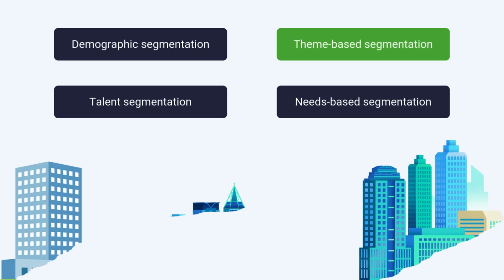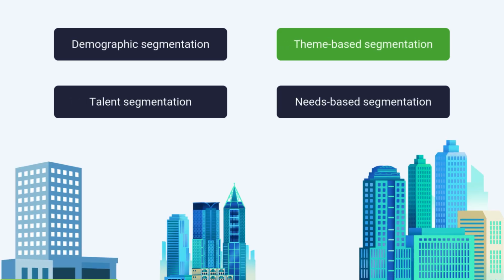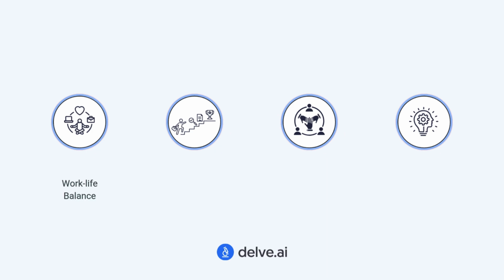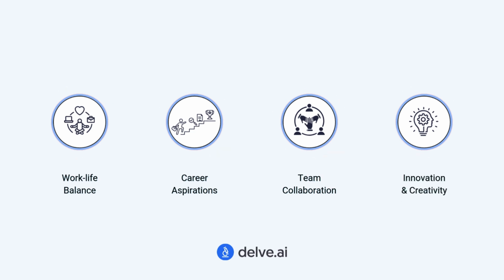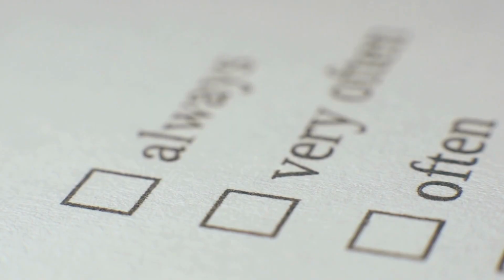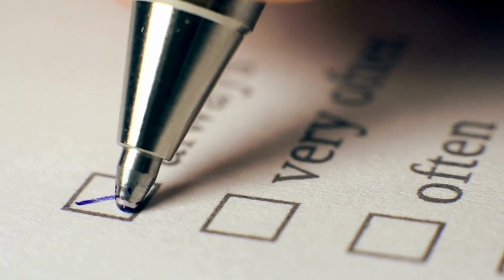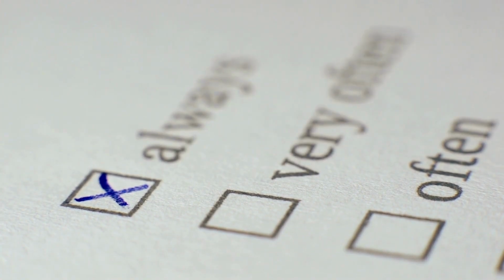Next is the theme-based segmentation model. Theme-based segmentation refers to the grouping of employees based on a recurring theme. Examples of themes can be work-life balance concerns, career aspirations, team collaboration, or themes related to innovation and creativity. Themes can be identified from employee surveys to uncover employee needs. Themes having the greatest impact on engagement and retention are usually prioritized.